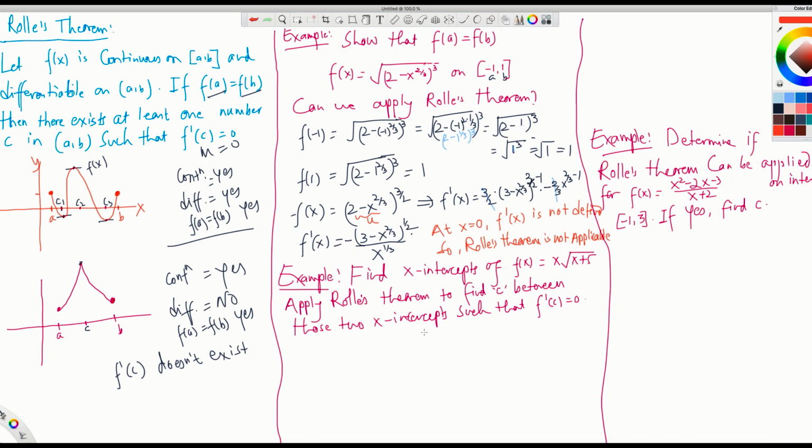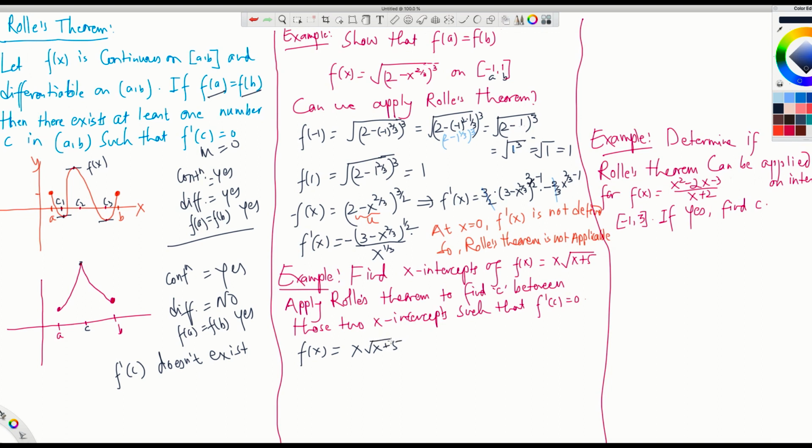Let's do another example. Find the x-intercepts of f(x) equals x times root under x plus 5, and apply Rolle's theorem to find c between those x-intercepts such that f prime of c equals 0. So again, a similar idea. What is given? f of x, let me use a different color. So f of x is given as x times root under x plus 5, right?